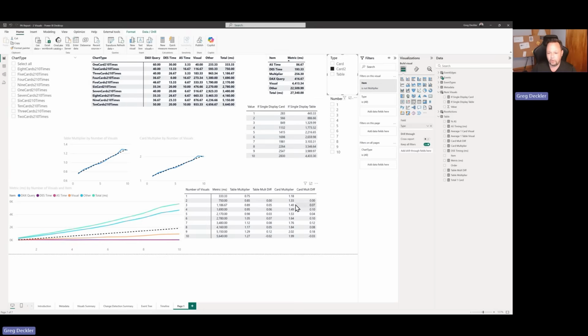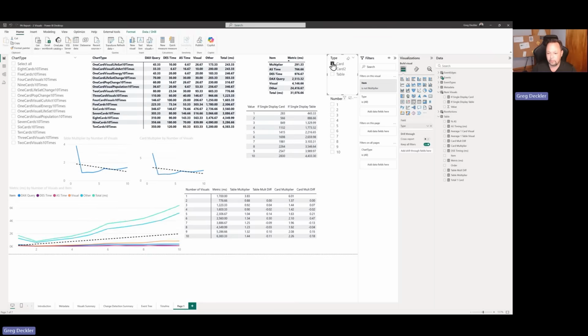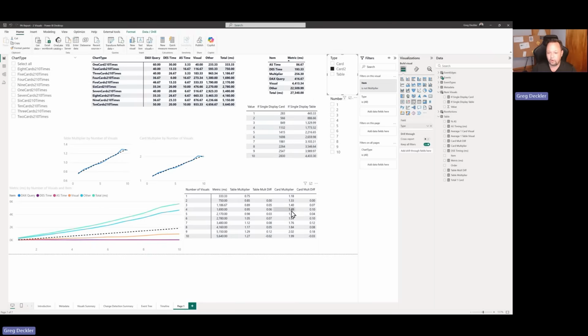And again, with the single card visual, your penalty is way less, or not way less, but it's less. It's less than when you have different metrics in the cards. Right? These all tend to be a little bit lower, but it roughly hovers around 2. It gets up to 2, and it kind of slopes out is what it looks like to me. Maybe that's what this is supposed to be, card multiplier by number of visuals, right?